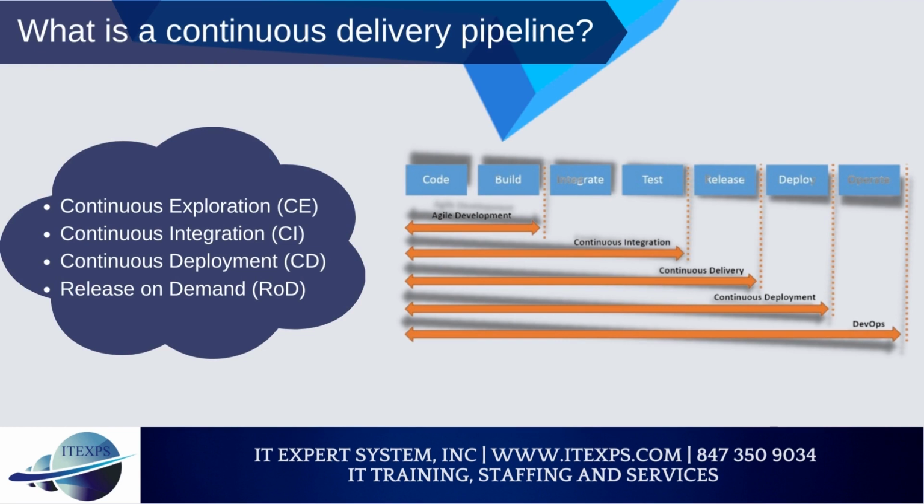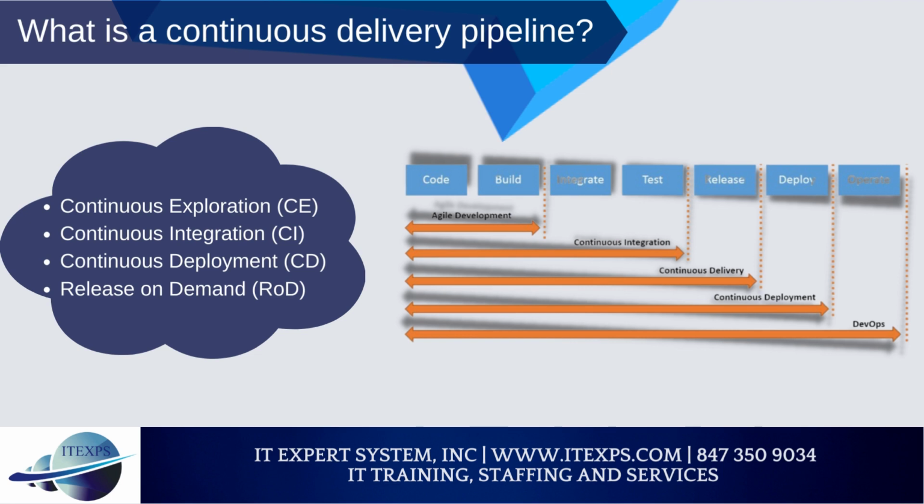What is a continuous delivery pipeline? The Continuous Delivery Pipeline (CDP) is a modern software strategy that chains together different stages of a software's development, including processes like automated builds, tests, and deployments. The CDP is composed of 4 phases: Continuous Exploration (CE), Continuous Integration (CI), Continuous Deployment (CD), and Release on Demand (ROD).